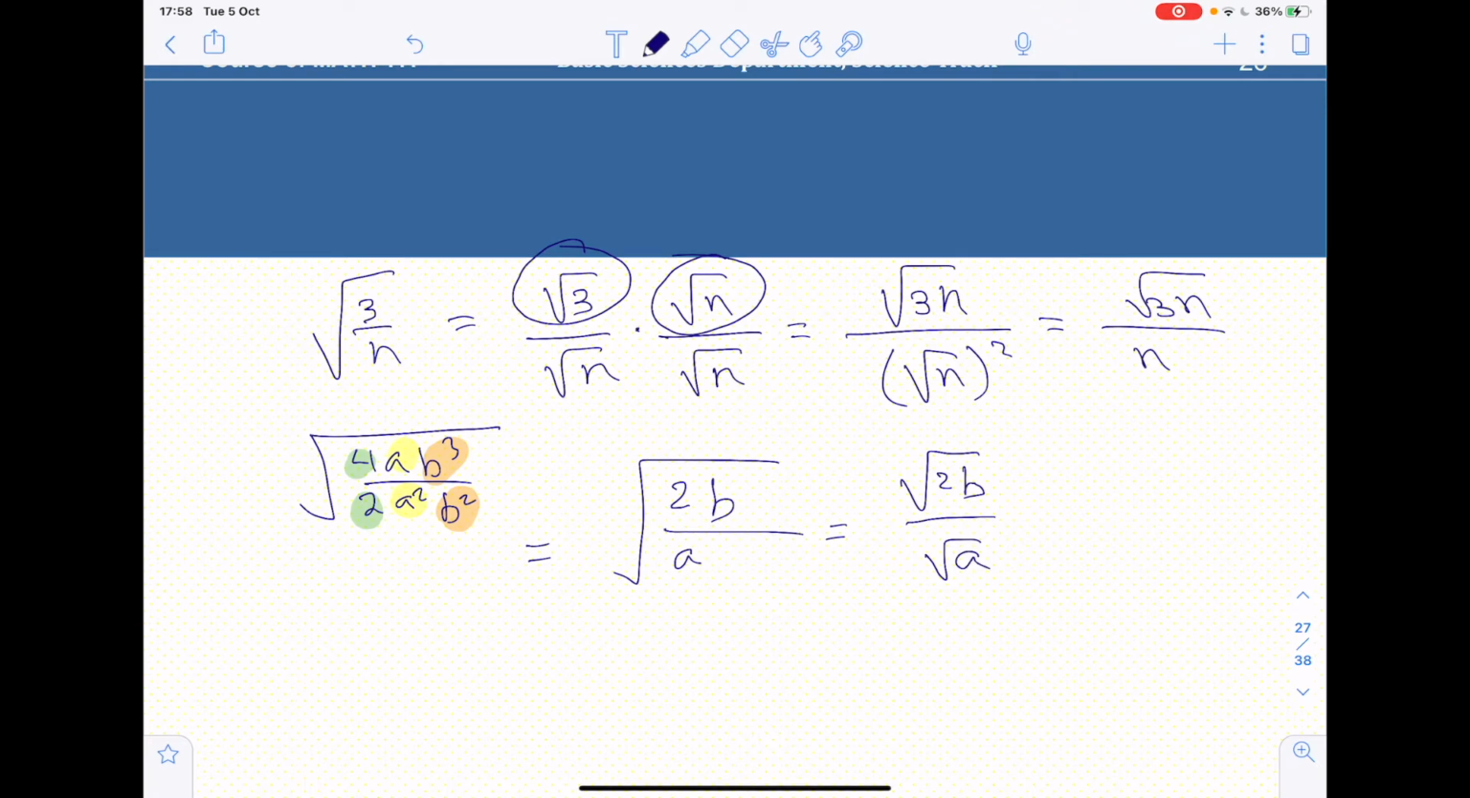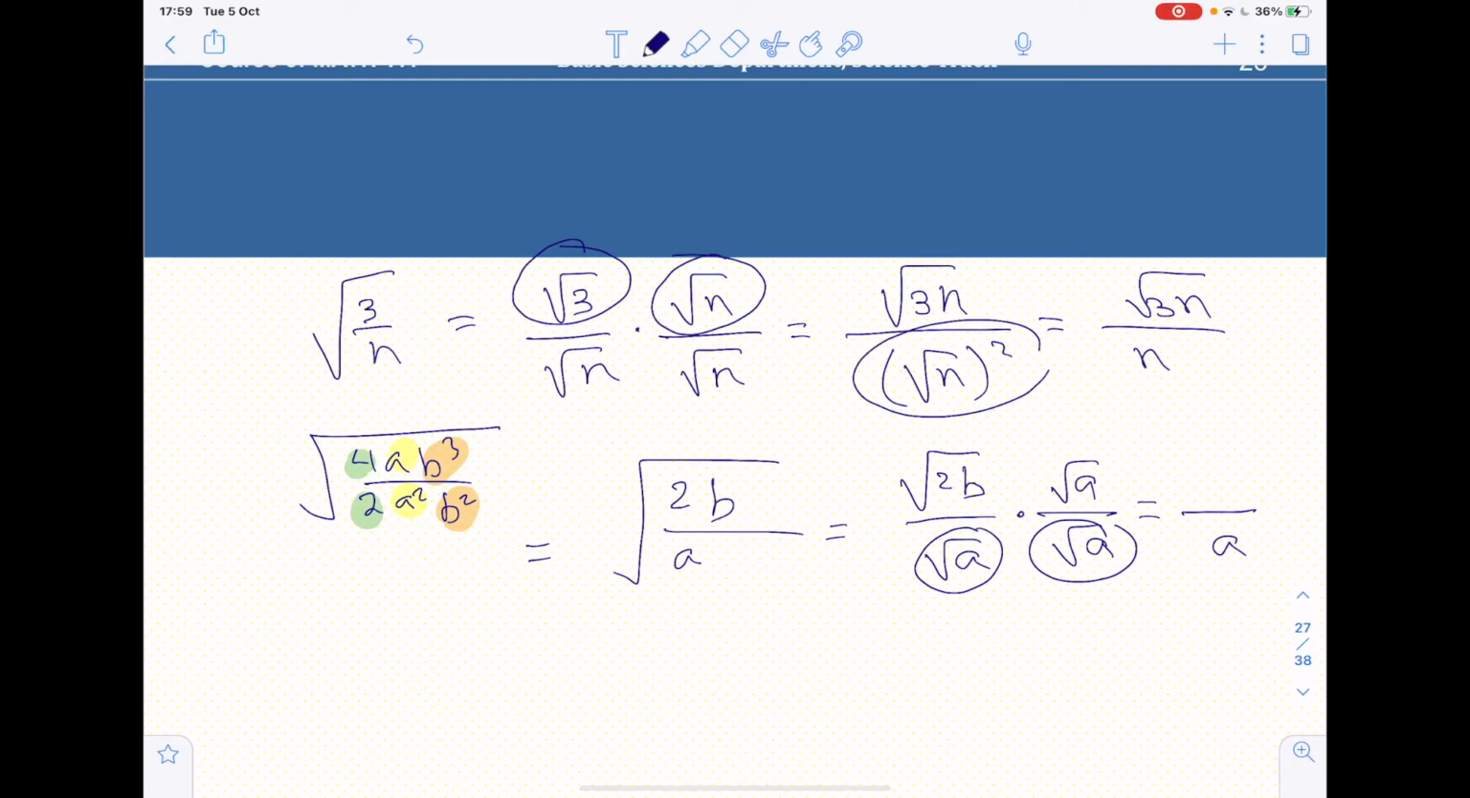Let's rationalize now the denominator. So we times up and down with root a. So root a times root a is a directly, or you can write it as this. And then this one times root 2b times root a is root 2ab.